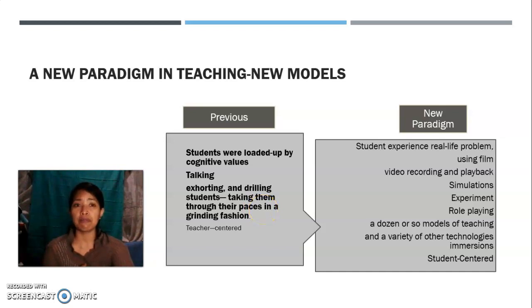Meanwhile, the new paradigms of teaching models include activities in which students experience real-life problems, using a variety of teaching media such as film, video recording and playback, simulations, experiments, role-playing, and dozens of teaching models that include the immersion of information and technology to support the teaching and learning process. So it is student-centered instruction.